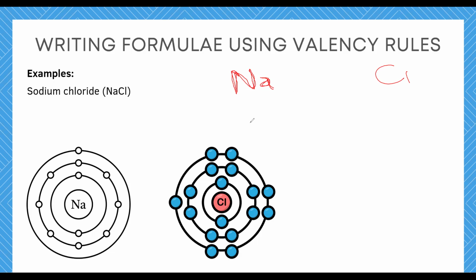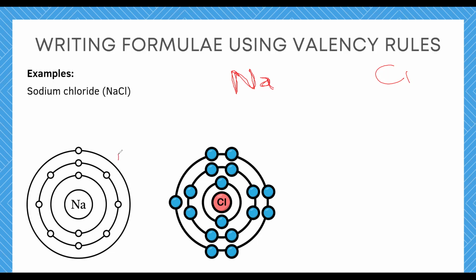Count the outermost shell. So there's only one, but you need seven to reach eight. Hold on, hold on, hold on, Romario. The next step says calculate the valencies. Good. So how do we calculate the valency?